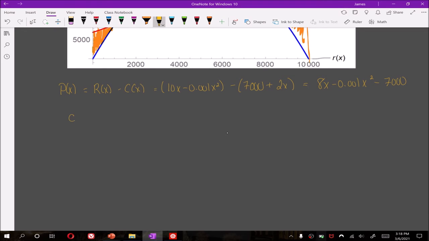Now for all the marginal functions. C prime, the marginal cost, is just 2. R prime, the marginal revenue, is 10 minus 0.002x. And finally, P prime, the marginal profit, is 8 minus 0.002x.